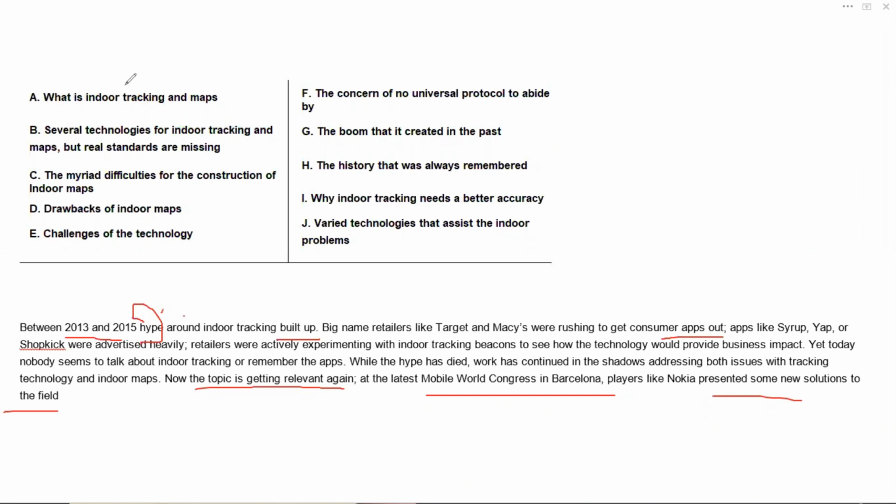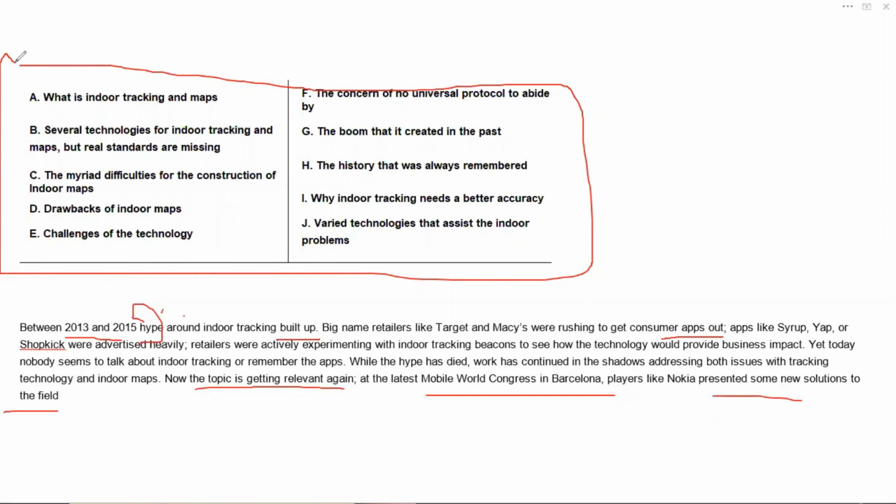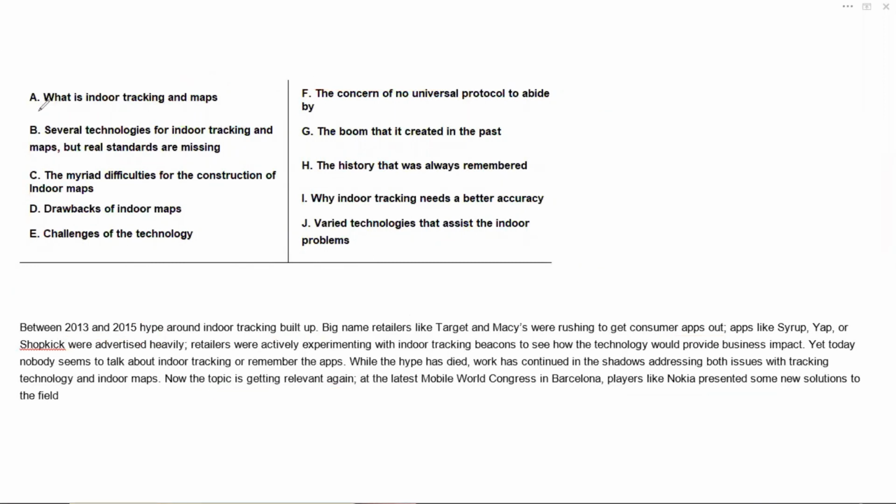Kindly understand, you're not going to read it again and again. You're just going to read it once, but when you read it, you try to get a visualization and don't forget it. So let's take up the first example. What is indoor tracking and maps? This talks about the definition of indoor tracking and maps.